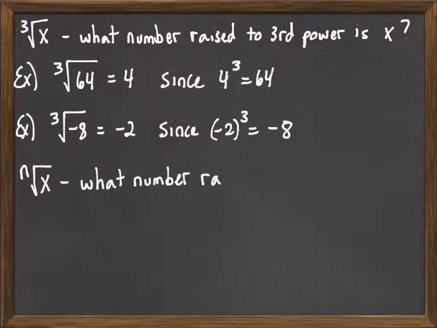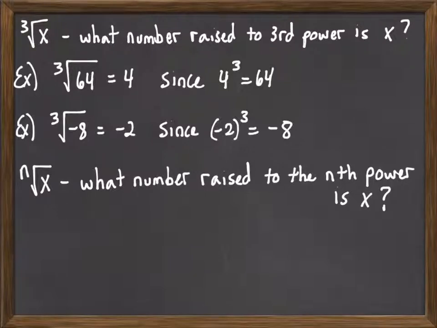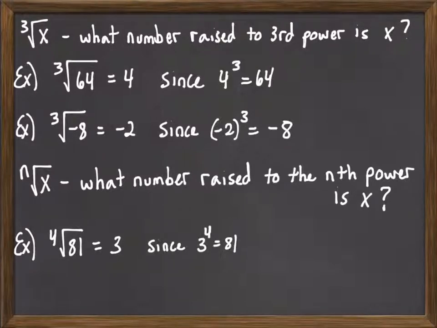In general, when we write a number in front of that radical symbol, that wants to know what number raised to the nth power, whatever the number happens to be. Now it does have to be a counting number, 1, 2, 3, 4, 5, 6, 7, and so on, for it to make sense. We want to know what number raised to that power is equal to x. As another example, consider the fourth root of 81. That would be equal to 3, because if you took 3 times itself 4 times, you actually will get 81.